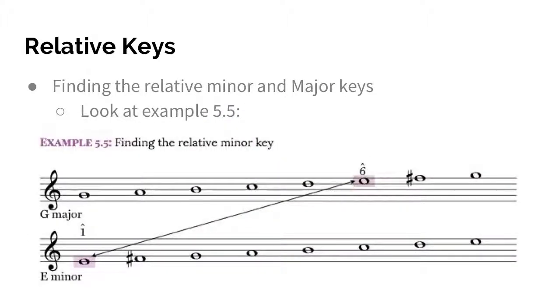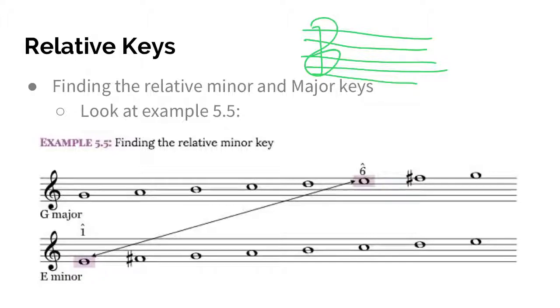So, finding relative minor versus major keys. And I've talked about this in class, where if we had 2 sharps, I'll draw a little staff here. Okay, treble staff. We had 2 sharps. That's D major, but its relative minor is B minor.